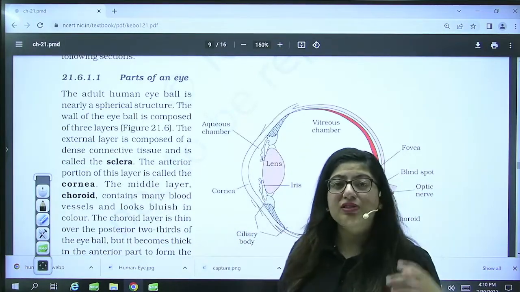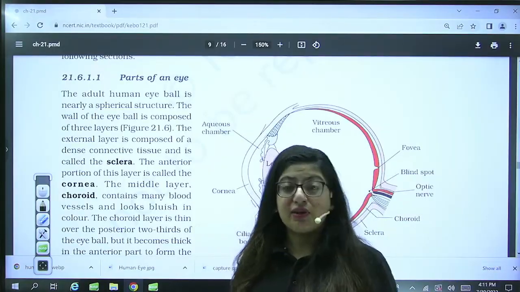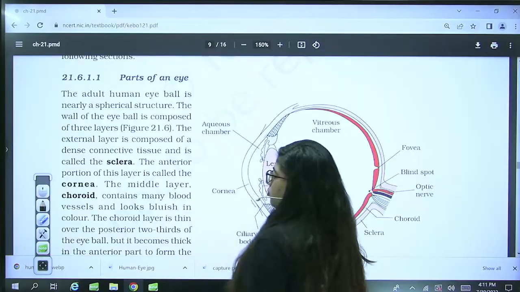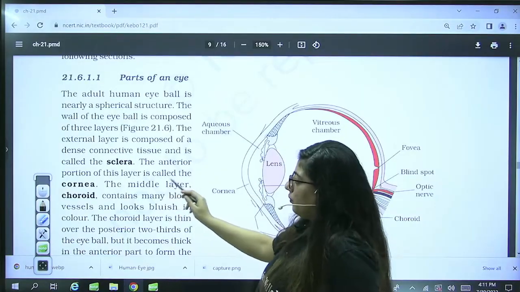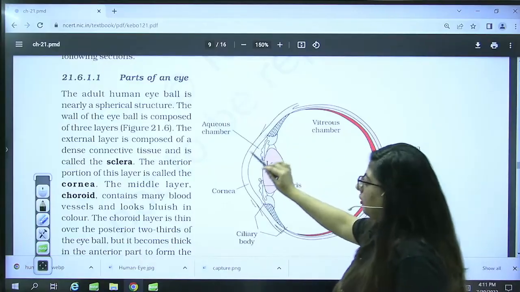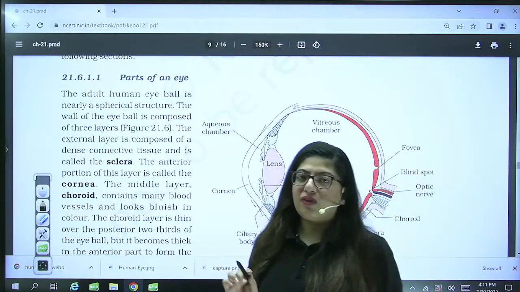I've told you it is known as the fibrous tunic. Why? Because it has a lot of fibers. And which tissue has a lot of fibers? Connective tissue. The anterior portion of the layer is called cornea. As I've told you, the outermost layer is thicker, but the anterior portion is thin and it forms the cornea.